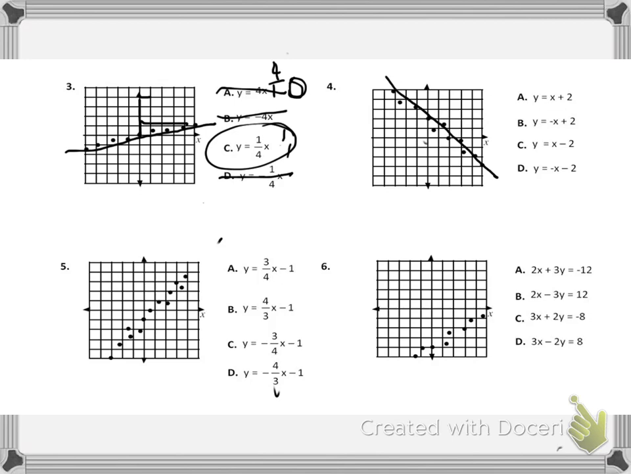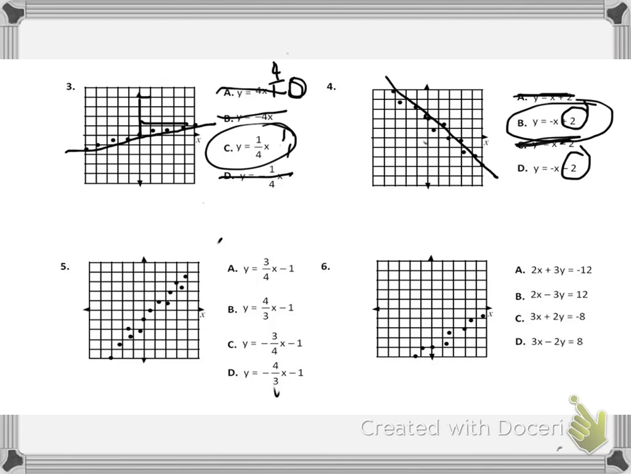All right, next. This line is going down, so I'm going to get rid of A, and I'm going to get rid of C because those both have a positive slope. B and D both have a negative 1 in front of X, but their y-intercepts are different. B starts at positive 2, D starts at negative 2. Well, this starts at positive 2, so I'm going to say the answer is B.